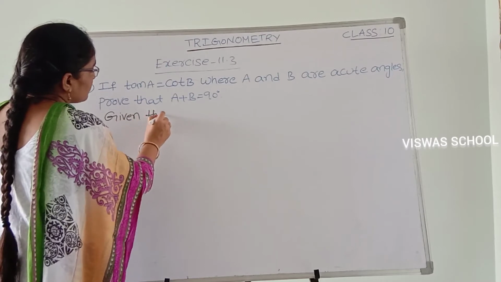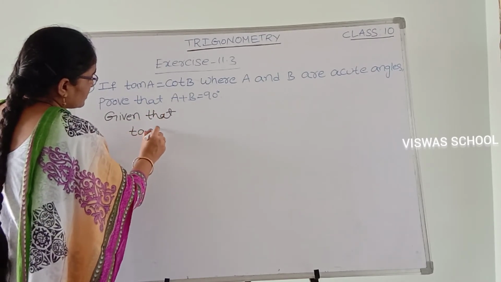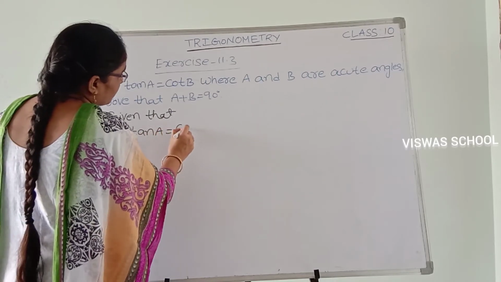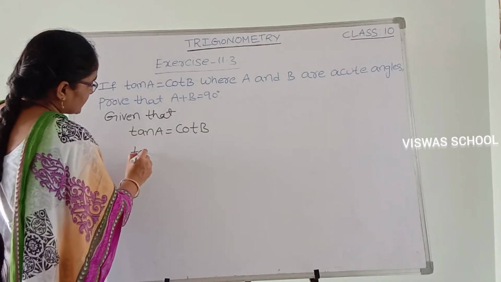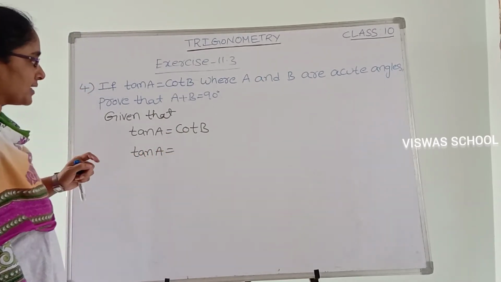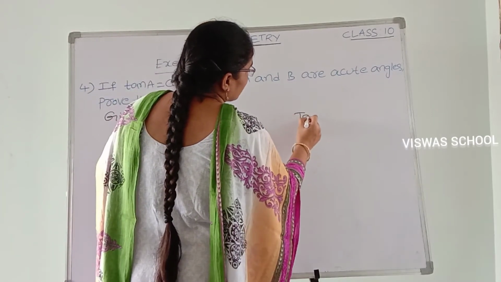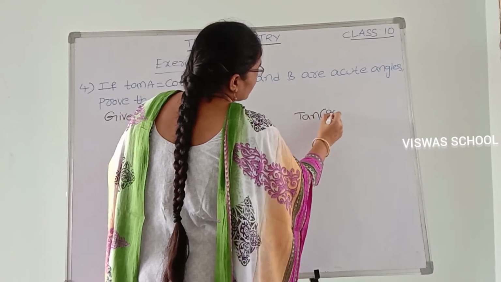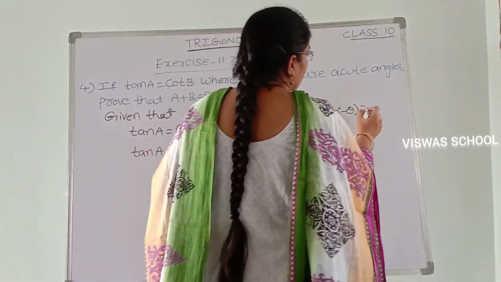Given that tan A is equal to cot B. Now change it as what? Tan A is equal to, how do you write this cot B here in tan terms? That is tan of... already we know that tan of 90 minus theta is equal to what? Cot theta.